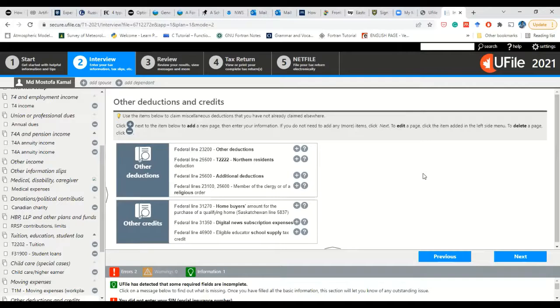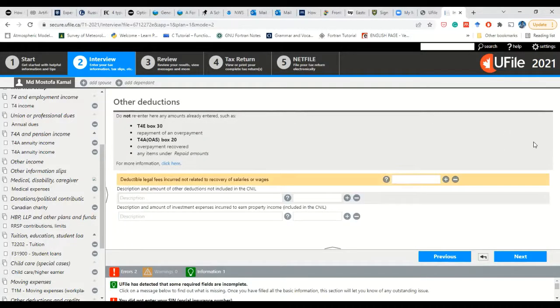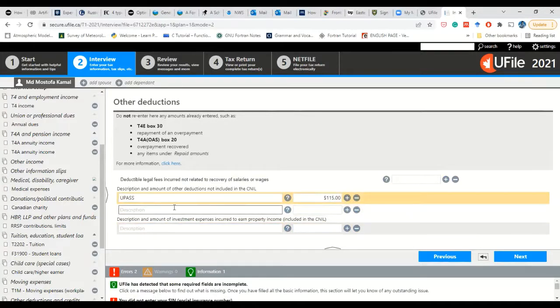And here this is important: other deductions. In this section, I prefer to claim some of these things, because until now we have not had any opportunity to claim transportation fees and bus pass. Here you can click deduction of fees. Let's say I have a bus pass. How much did I pay? $115. I calculate it here, and then I can claim other deductible income.